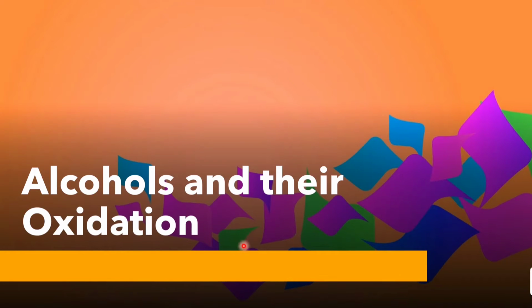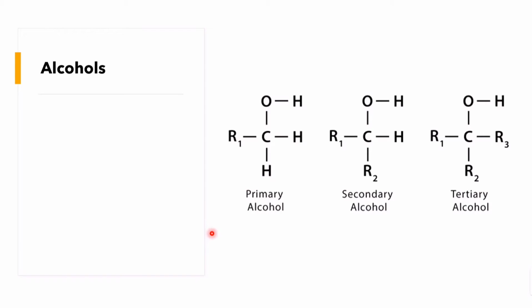So today's video is on alcohols and their oxidation reactions. First we're going to have a brief overview of alcohols. And so we know that alcohols are a homologous series with a functional group of OH, R-hydroxyl. And there are three types of alcohols, which are primary, secondary and tertiary.